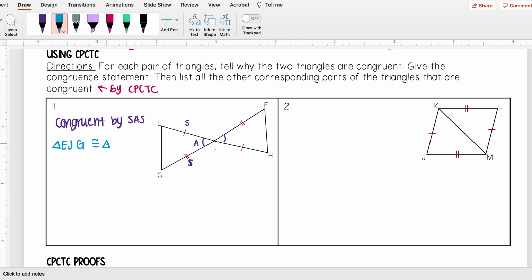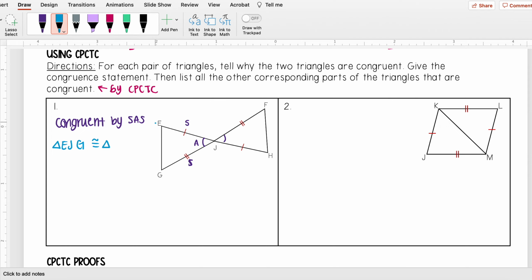Now, I remember with congruency statements, the order of the letters for the second one matters because it's telling me what parts are congruent. So, for instance, the first letter in this second part needs to be congruent to angle E. The second letter needs to be congruent to angle J, and so on. And then also the first two letters, like here, EJ, need to be congruent to the first two letters here that represent this side. So I'm going to start with E.